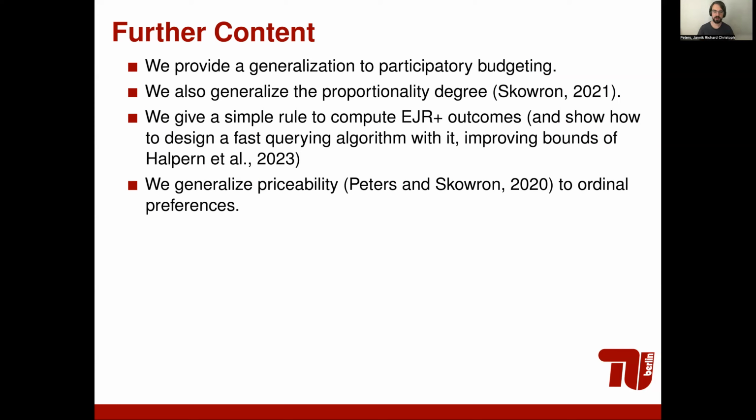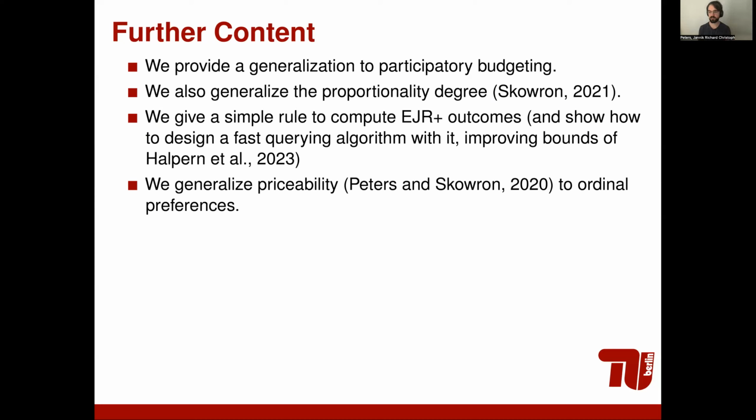provide a similar generalization. We also generalized the proportionality degree, which is a notion to assign a number to a committee to say, this is this much proportional. And the old notion of proportionality degree had similar weaknesses as the EJR and PJR axioms, namely it required cohesiveness and was very hard to compute. So we generalized it. What we did was just, as for the other axioms, we just removed cohesiveness. And now it's much easier to compute.